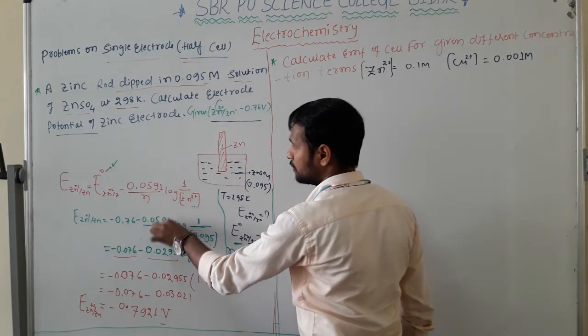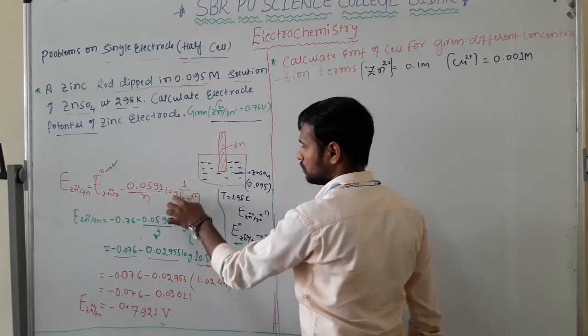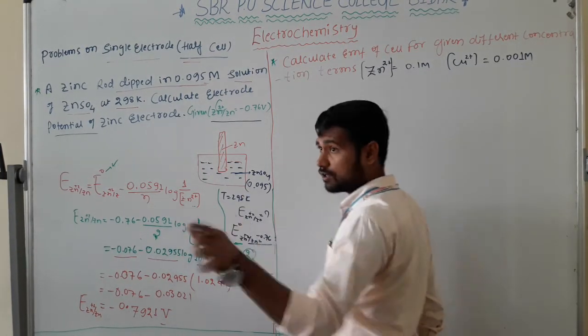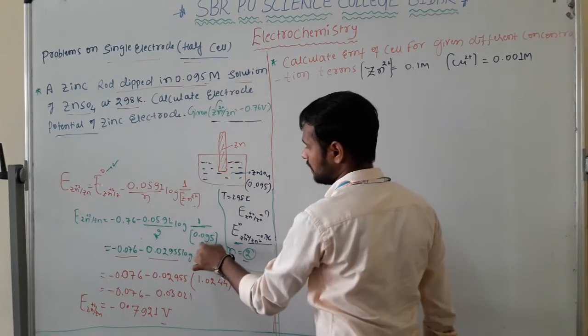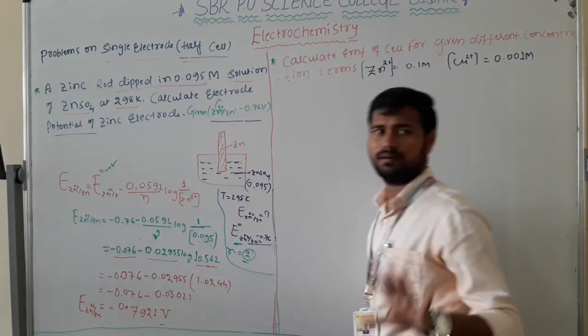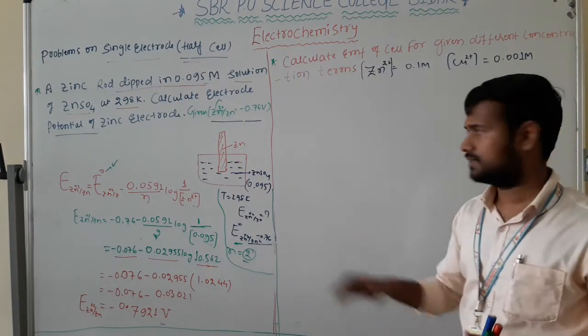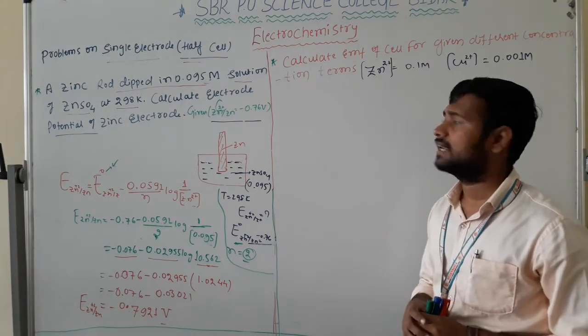n I know very well, because it is 2 electrons, and the Zn plus 2 concentration is already given in this question, 0.095. I substitute, operate the calculator and get the result. This is what a problem on single electrode potential is.